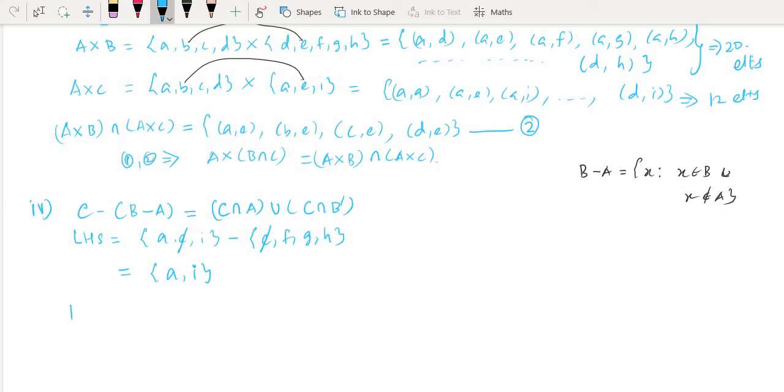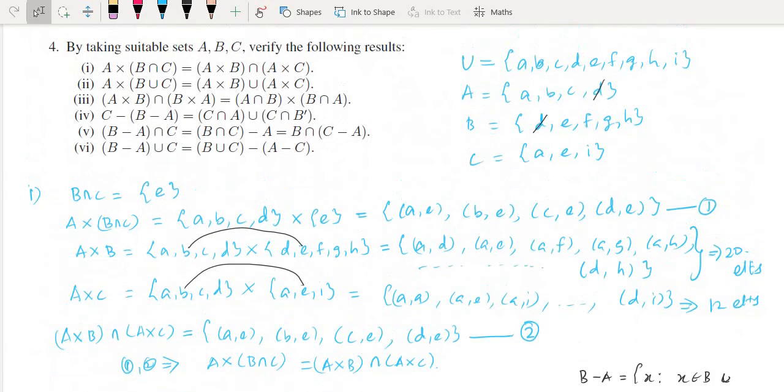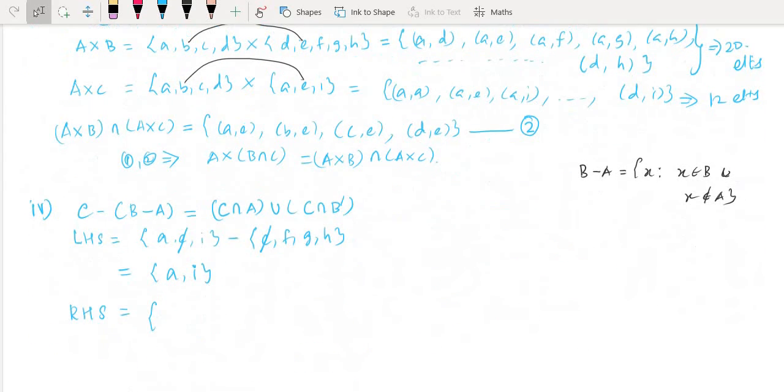So let me calculate the right hand side. C intersection A, the intersection of C and A. A is the only element common for both A and C. So the intersection of A and C is the singleton A, union C intersection B dash.